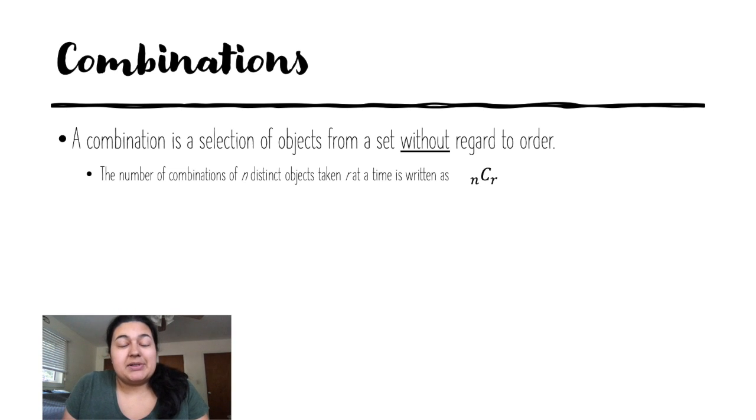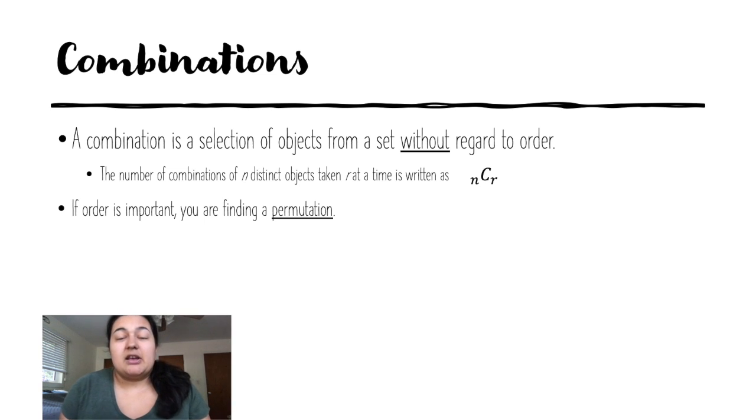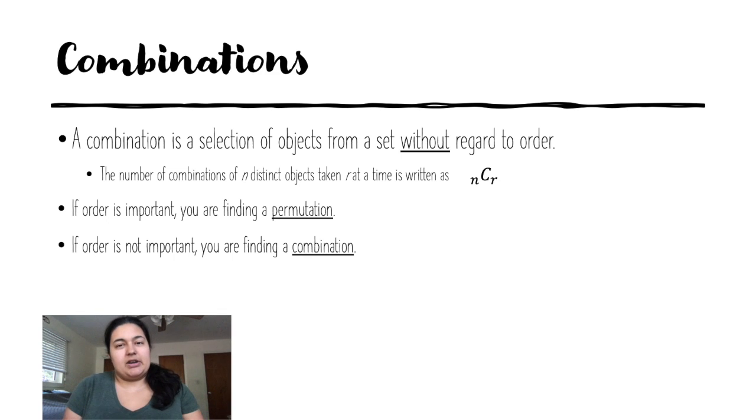Today we are going to be learning about combinations. So a combination is a selection of objects from a set without regard to order. The number of combinations of n distinct objects taken r at a time is written as nCr. So again, n represents the number of total objects, and r is how many we are taking at a time. If order is important, you are finding a permutation. However, if order is not important, you'll be finding a combination.